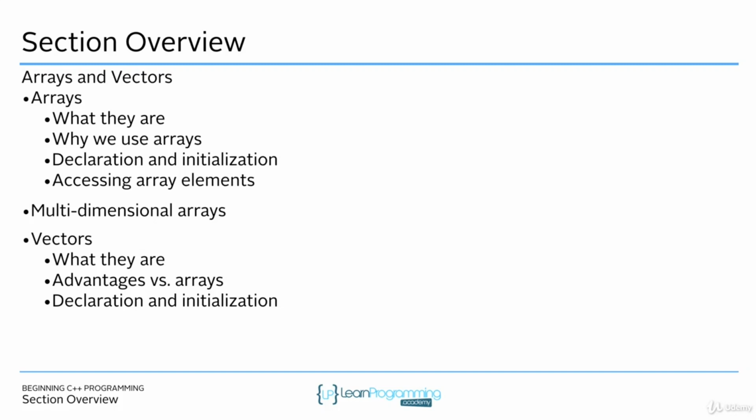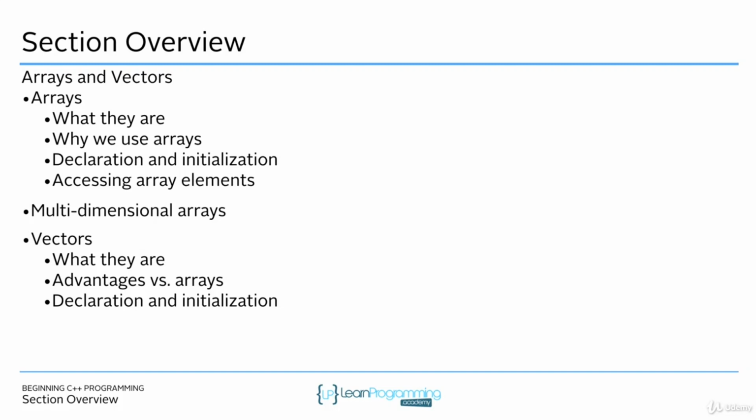These can be two-dimensional or three-dimensional arrays, or they can be as many dimensions as you need. They can be very useful for modeling grids, boards, and much more complex data types. Then we'll learn about vectors. Vectors are better than arrays in so many ways, and we'll discuss their advantages.